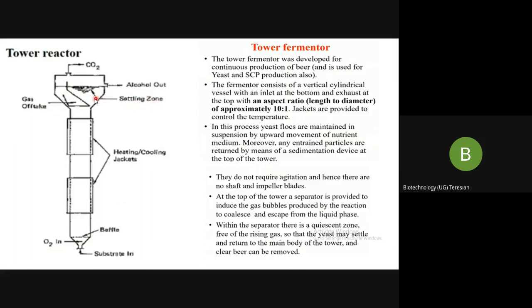Settling zone means your yeast, your biomass, gets settled, so you can remove only your alcohol. The yeast is getting settled here, and we have the oxygen which is being pumped. So there is a high hydrostatic pressure at the bottom of the fermenter, which will increase the solubility of the oxygen being pumped in. That is why I told you that everything will move upward, and easily because of gravity, they will again come down. That circulation will happen.